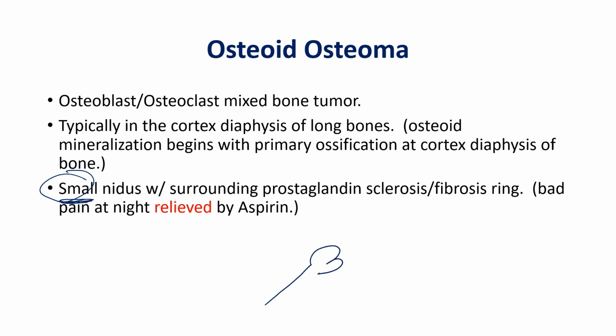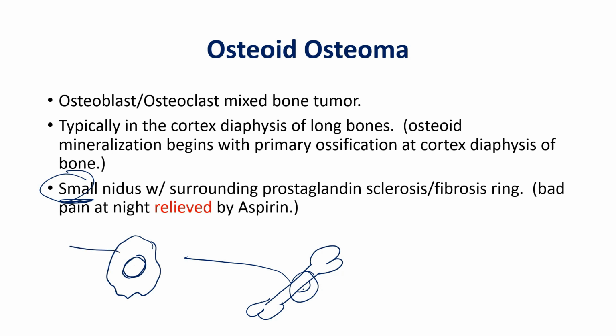So if we draw another bone here, remember we know it's on the cortex, the outside part, and at the diaphysis, so say here's the cancer right here. Then you will have a nidus, but it will be extremely small. But there's something else special about this nidus. If I zoom in on this and bring it over here, here's the nidus. I'll make it a little bigger. This nidus has a sclerotic periphery around it, and the periphery of this nidus has a lot of prostaglandin.